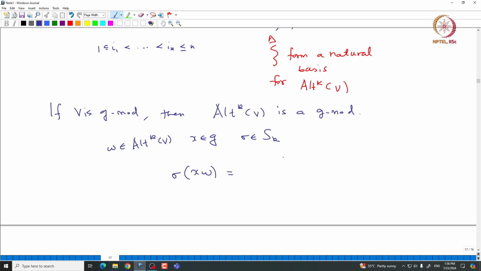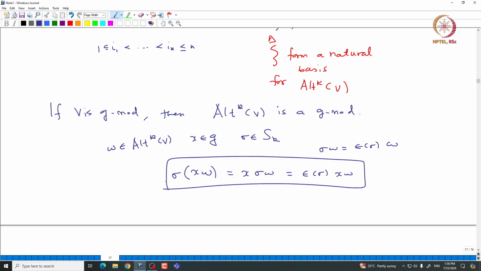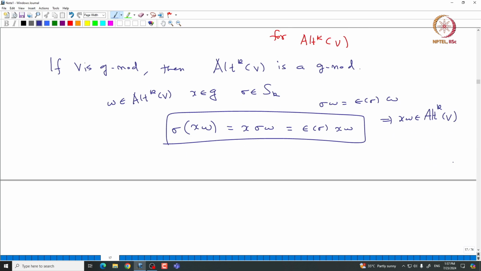Since the action of sigma and x commutes, this is going to be x sigma W, but x sigma W must be the sign of sigma times W. So this is going to give us sign of sigma times x W. From this equation you can see that x W is again an element of alt k V. That means alt k V is a G module.